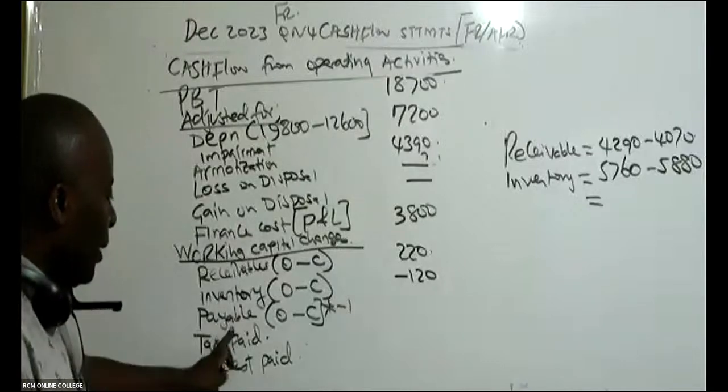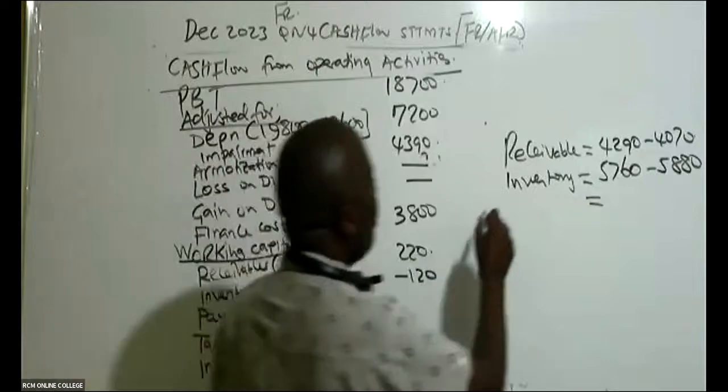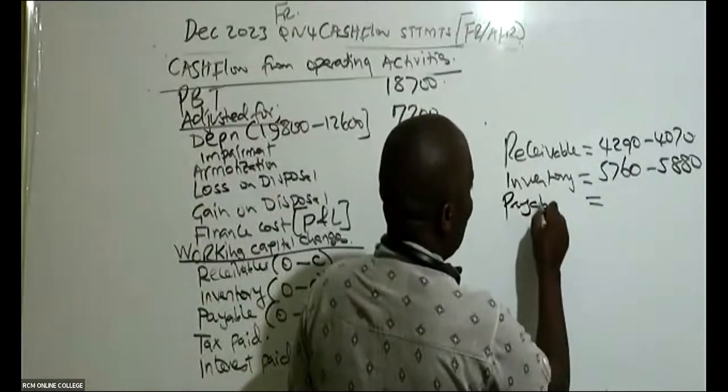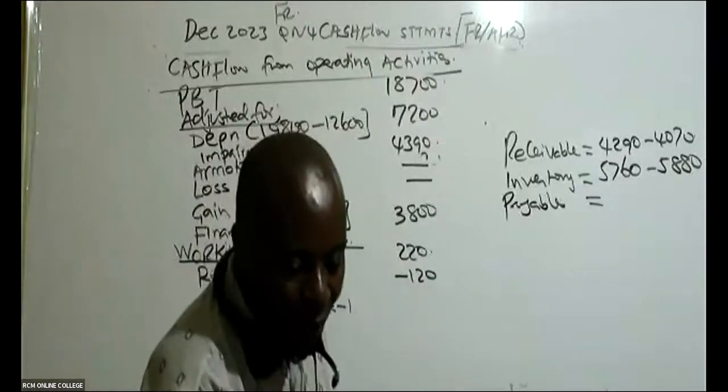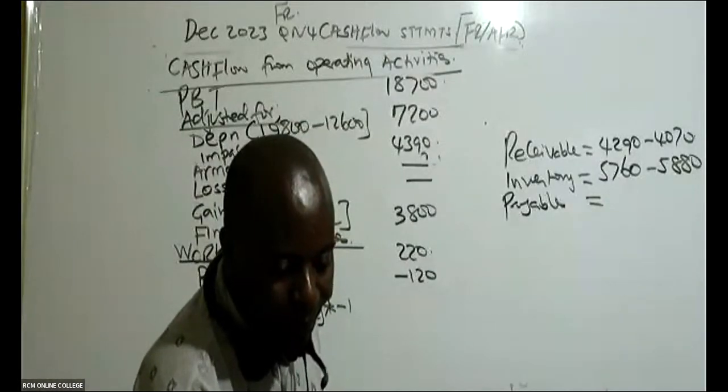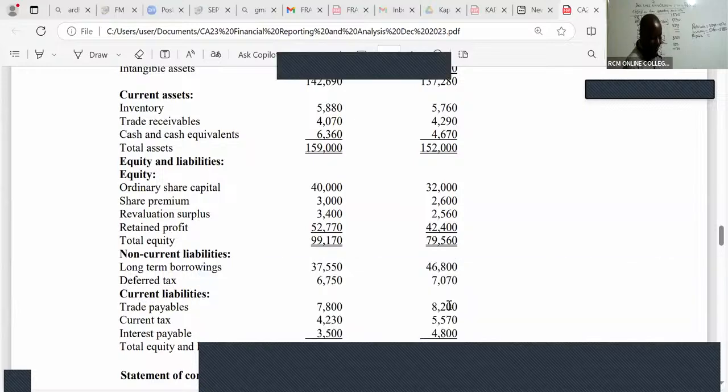Then you go to payables. Remember, working capital changes, there are three. We go to payables, you do the same: opening minus closing. So payables, what do we have here? I can see my payables here under liabilities. I can see 8200 minus 7800.